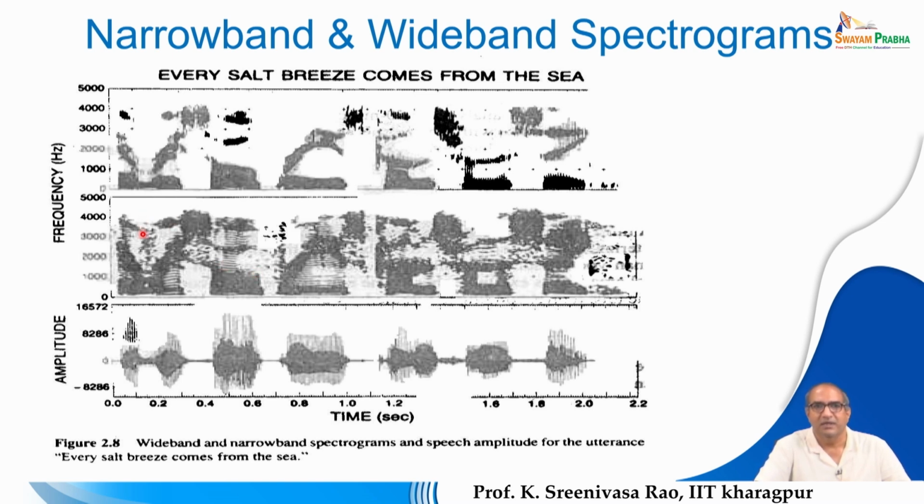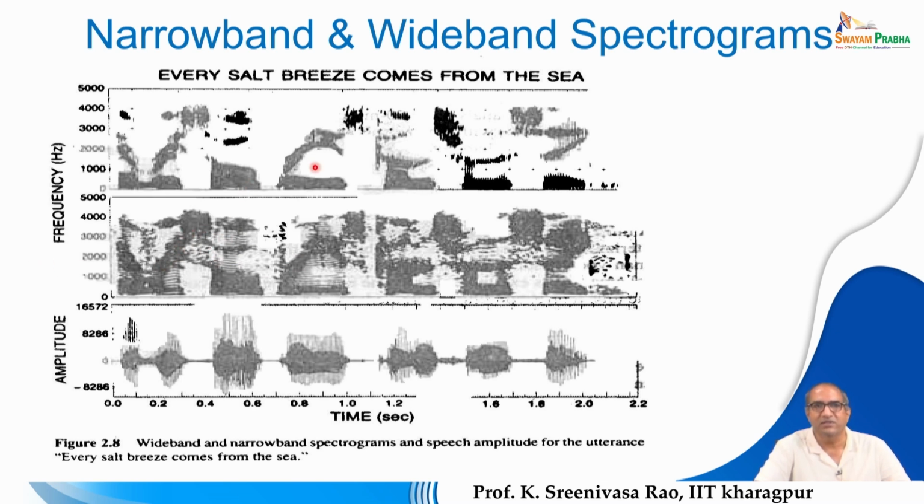So therefore, if you want more frequency resolution, it's better to go for a narrowband spectrogram. At a broader level, both spectrograms indicate rough information about what the frequency content is in this particular speech signal, and how the energy is distributed. All this information can be observed in both spectrograms. But if you want more temporal resolution on the spectrum, then go with the wideband spectrogram. And if you want more frequency or spectral resolution, then go with the narrowband spectrogram.